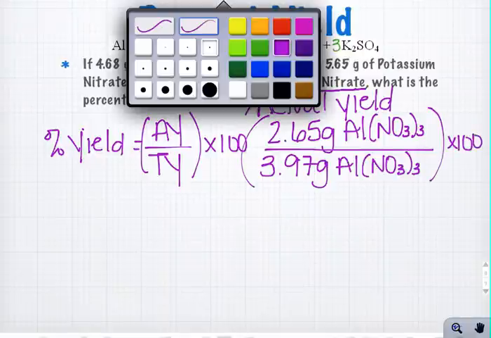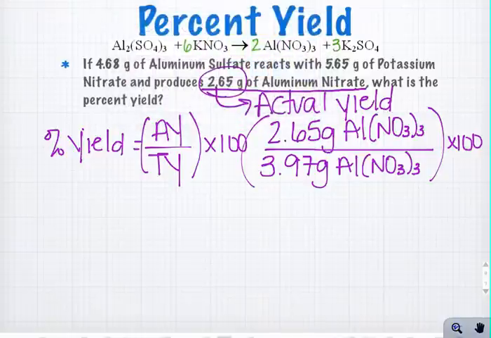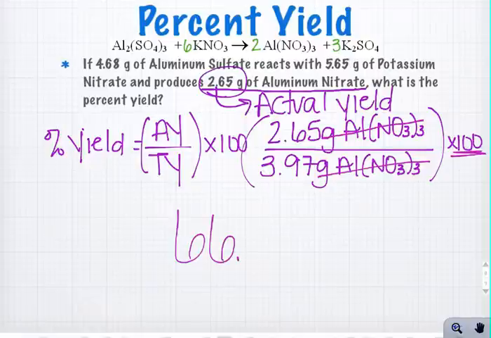Now if you notice, the units on this are actually going to cancel out. So the grams of aluminum nitrate cancel out. So the only units we have on this is the percentage coming from multiplying by 100. So when you plug this into your calculator, you get 66.7506 and so on. Well, we're only allowed 3 sig figs, so 66.75 rounds to 66.8%. And there you have it.